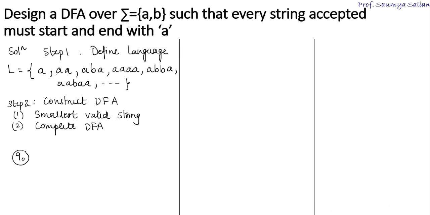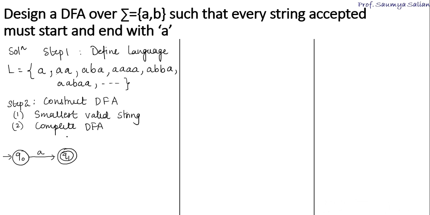Q0 is the initial state. So what is the smallest string possible here? It is just an A. That is, at state Q0, when I have input A, I should be reaching the final state. So I make Q1 the final state. So here I have constructed for the smallest valid string, that is an A.